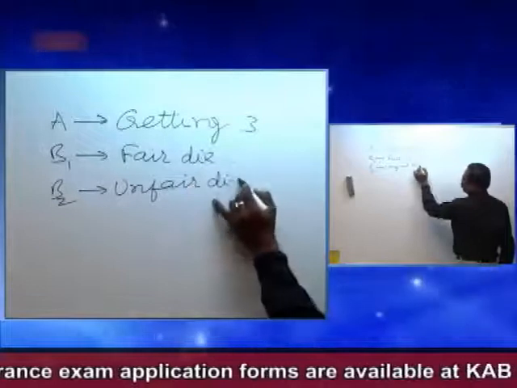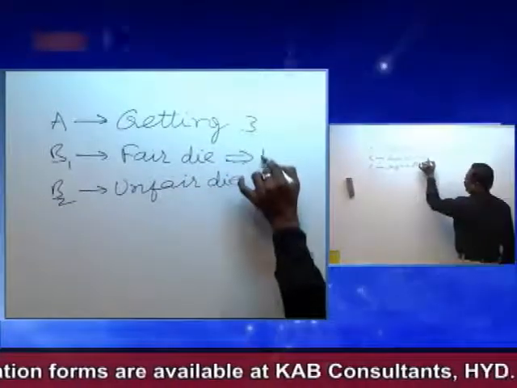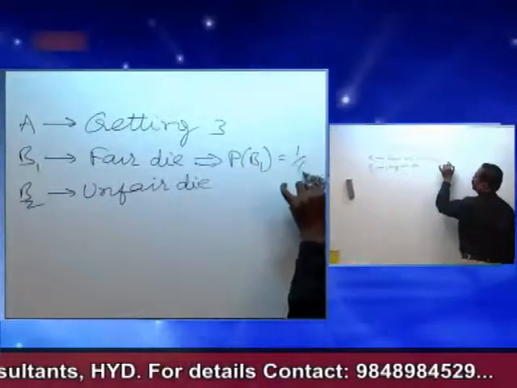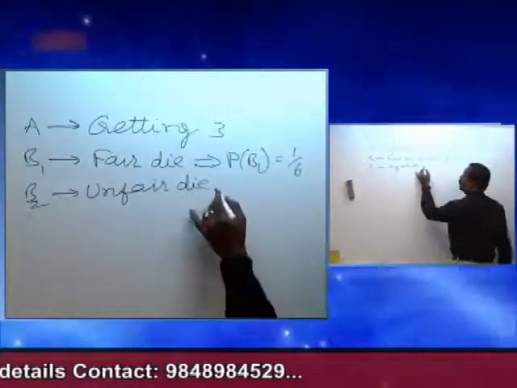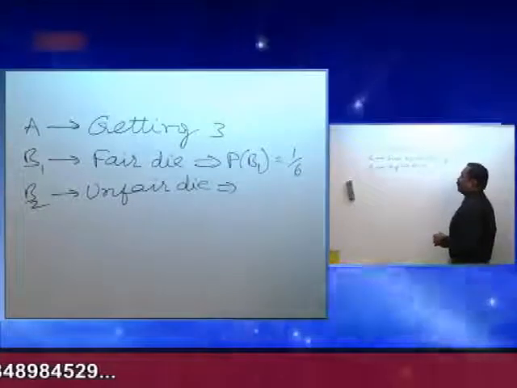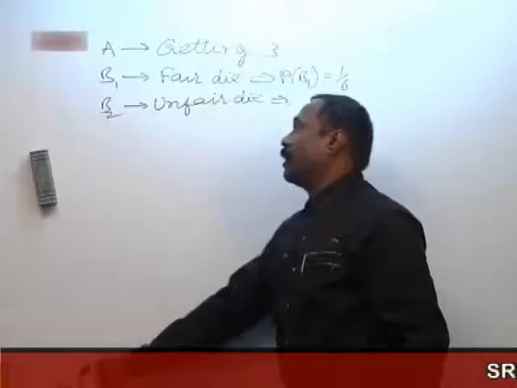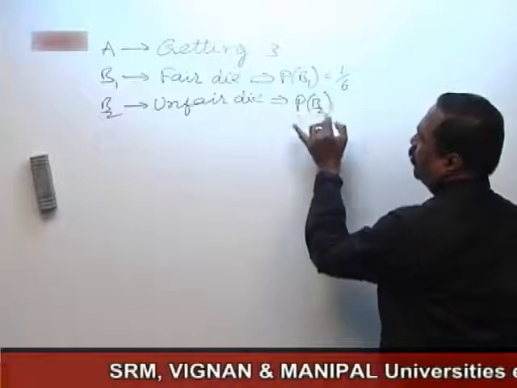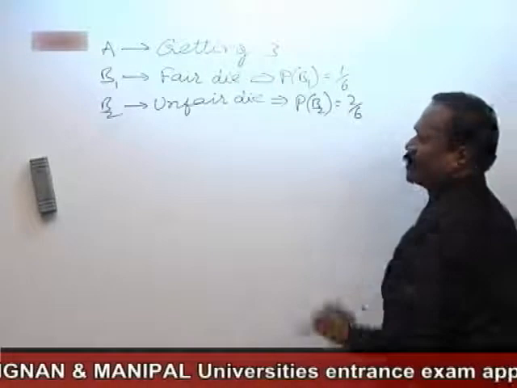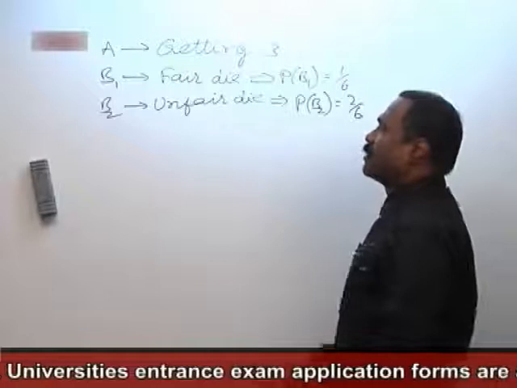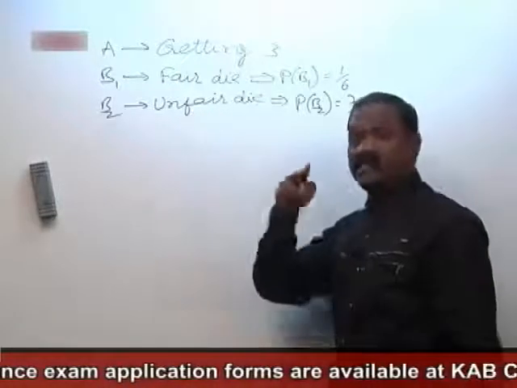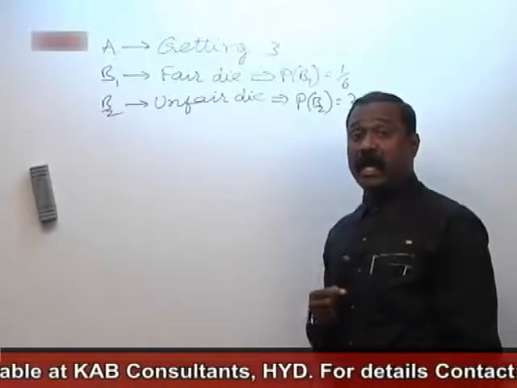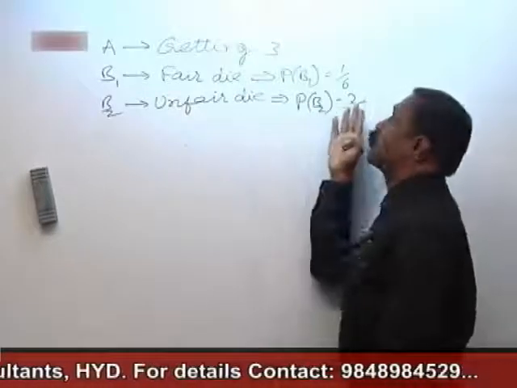Okay. What is the probability of getting 3 on B1, the fair die? Getting 3 is 1 by 6. What is the probability of getting 3 on the unfair die? That is P of A given B2, which is 2 by 6. Understand? Why 2 by 6? 2 3s are there. You can see in the second sentence of the problem, the second die has 2 3s. That is why it is 2 by 6.